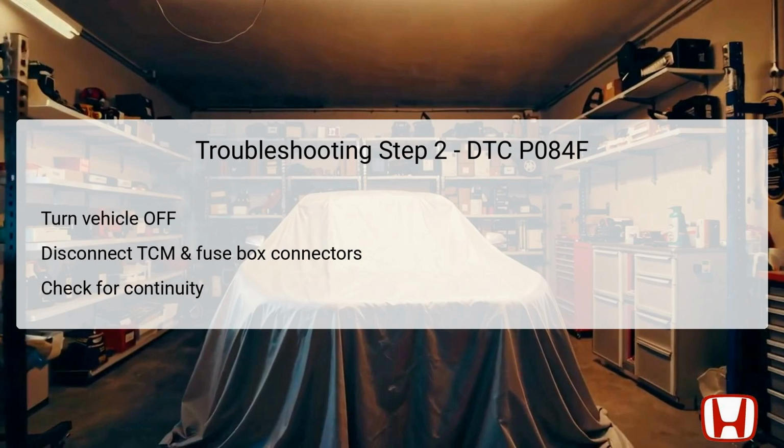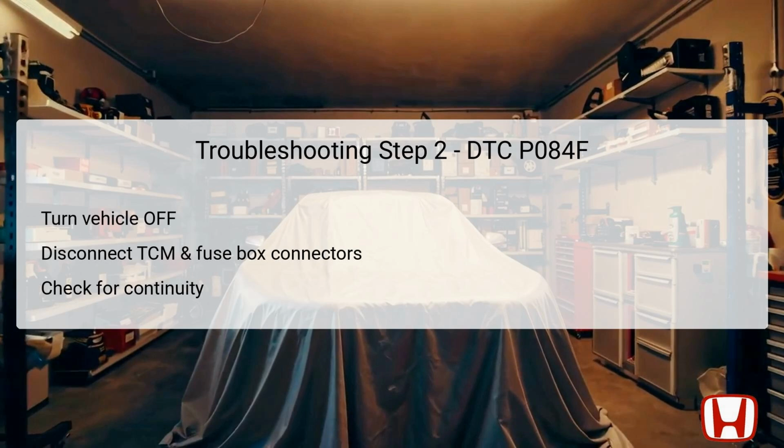The second step in troubleshooting DTC P084F focuses on checking for an open circuit in the relevant wiring. Begin by turning the vehicle to the off-lock mode to ensure safety during the process. Disconnect the TCM58P connector and the under-dash fuse/relay box connector E, which consists of 36 pins. After disconnecting these connectors, check for continuity between the two test points with the multimeter.